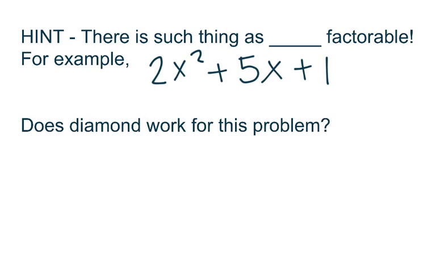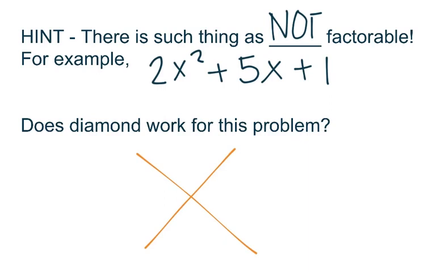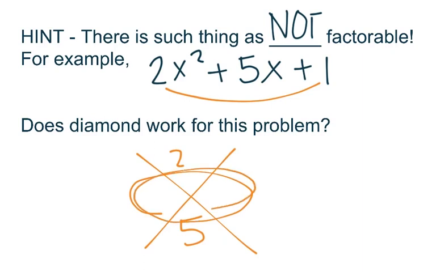So here's a hint. There is such thing as not factorable, just like in the last video. Okay, so for example, 2x squared plus 5x plus 1. Does the diamond work for this problem? Well, on top we get 2 times 1, which is 2. And on the bottom we get 5. Okay, and we'll quickly find, right, there's nothing that we can put in these blanks. Okay, so our answer for this is not factorable.